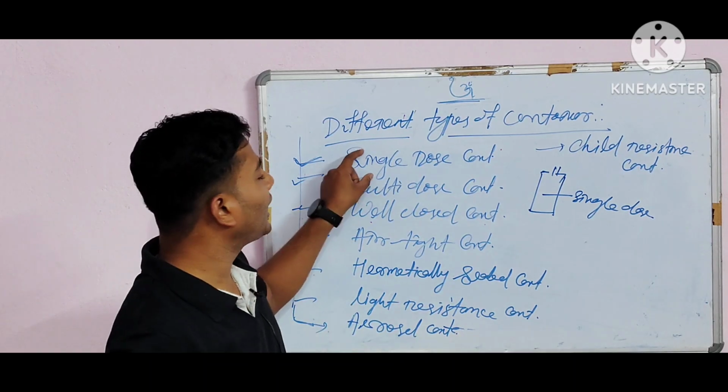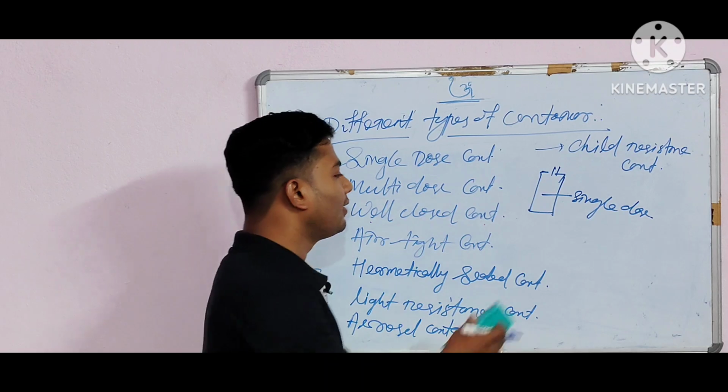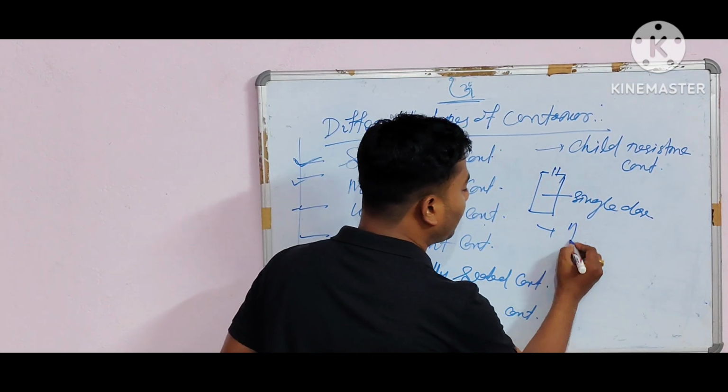Such types of containers are known as single dose containers. The best example is ampules.